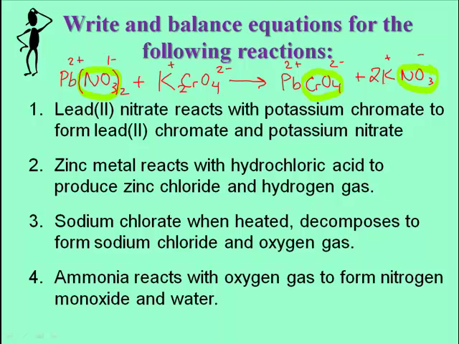2 in front of potassium nitrate. Now we got 2 potassiums on the right side, and how many potassiums on the left? 2. 1 chromate on the left, 1 chromate on the right. That's all you had to do to balance that particular equation.